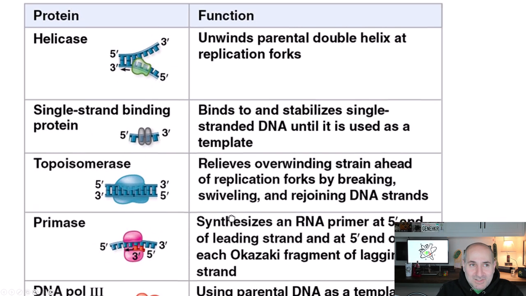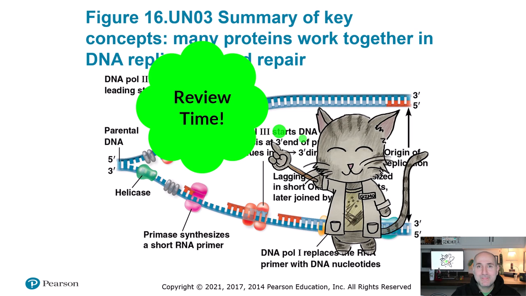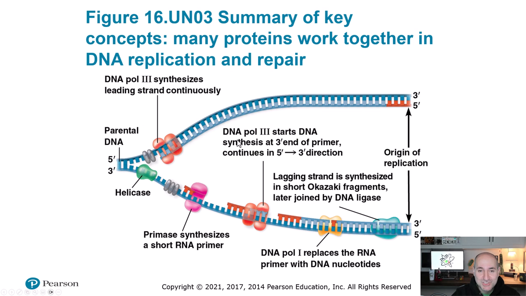And earlier we talked about the role of helicase, which unwinds, or I call it unzips, the DNA of the parental double helix at the replication fork. And then remember, once you unwind the DNA, the single strand binding proteins need to come along to keep the two strands apart, right? The single strand binding proteins bind to and stabilize single strand DNA until it is used as a template. All right, let's summarize everything we've learned here about DNA replication.